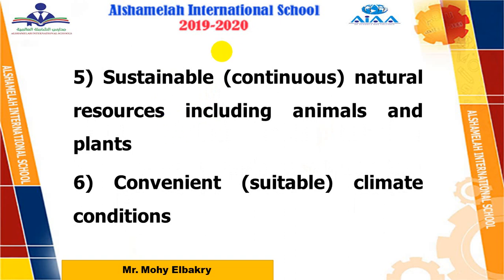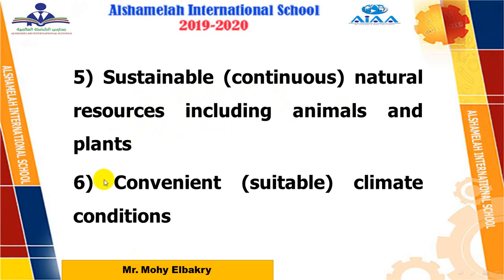Number 5, sustainable natural resources, including animals and plants. Sustainable means continuous. If you live in a place and there are a lot of animals, plants, or natural resources, are you going to leave it? No, actually, you feel okay, you feel comfortable in this place. There are a lot of animals, plants, natural resources, and they are continuous. So you are not going to leave. So here the number of people, or the population, will increase.